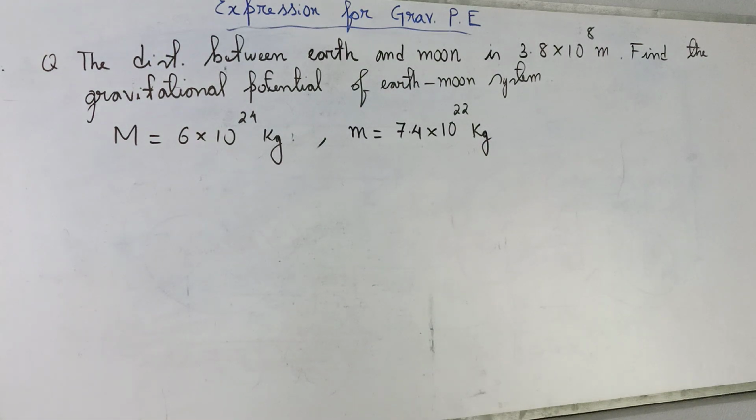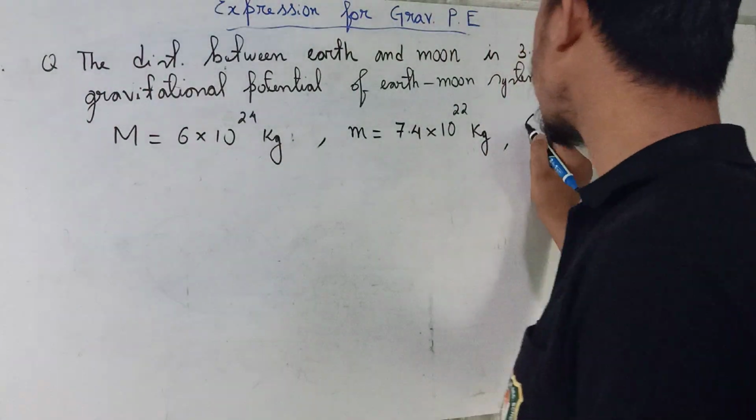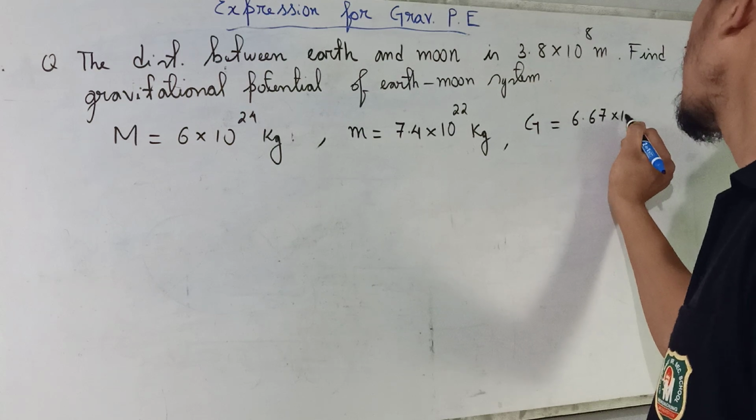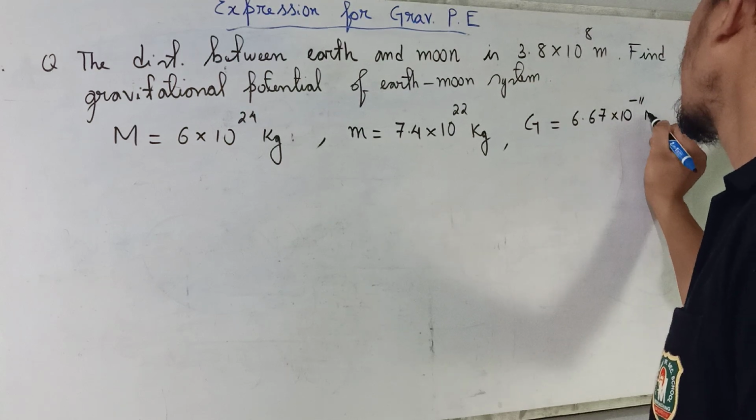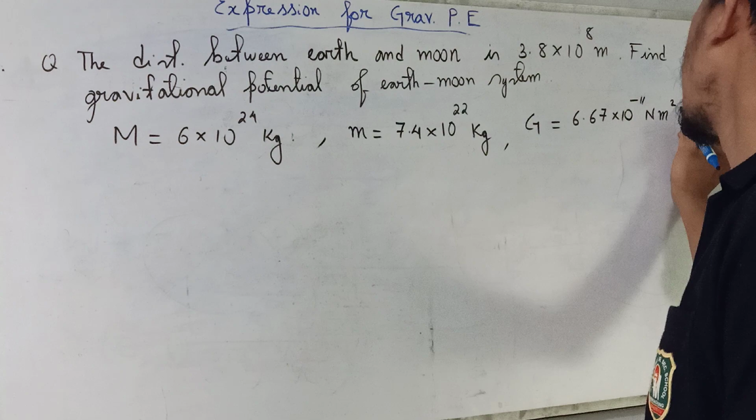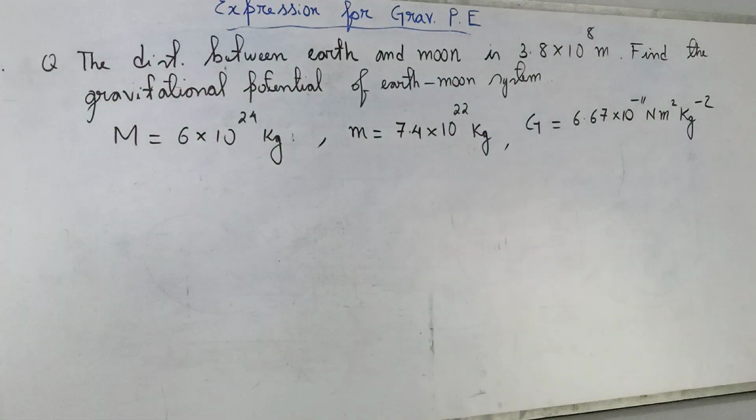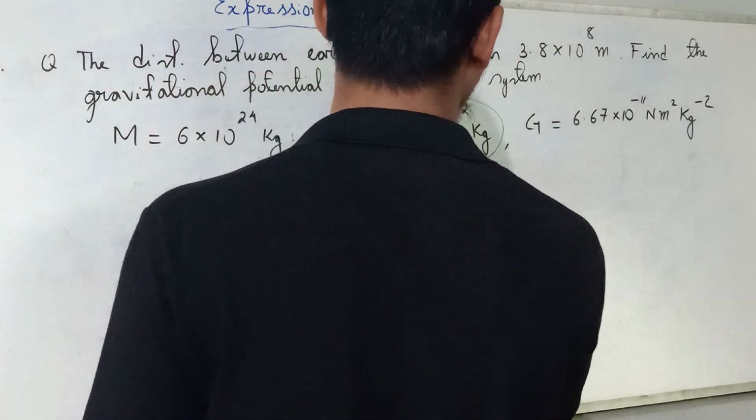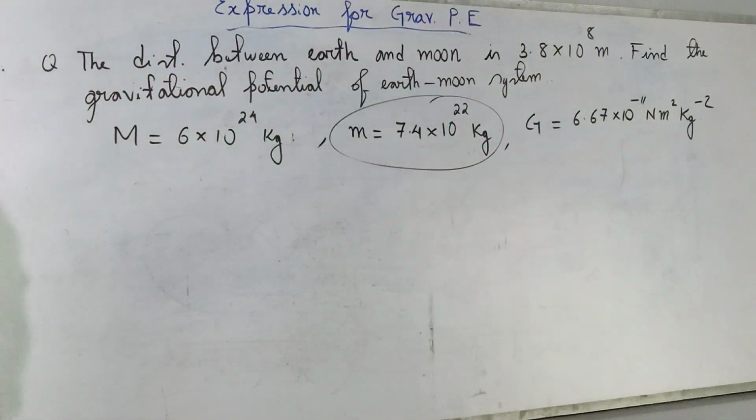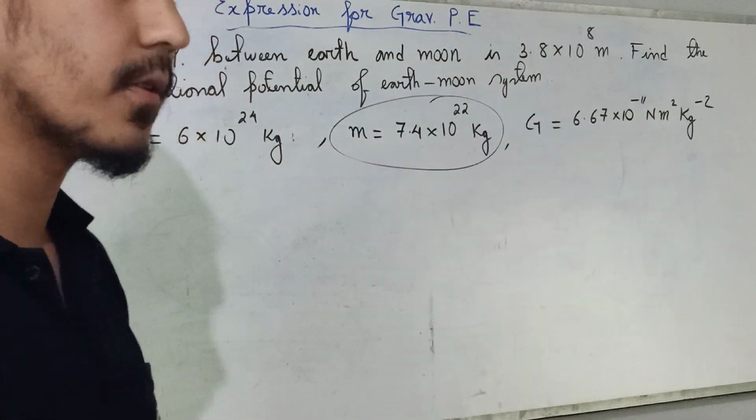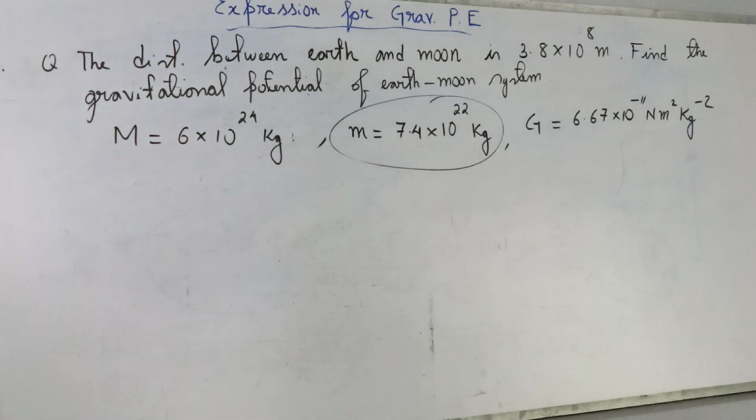And we have to know the universal gravitational constant, which is fixed. That's 6.67 into 10 to the power minus 11 Newton meters square per kilogram square. These are the values. Sometimes the mass of the Moon may be given, but the mass of the Earth and the universal gravitational constant have to be learned. You have to know these values.